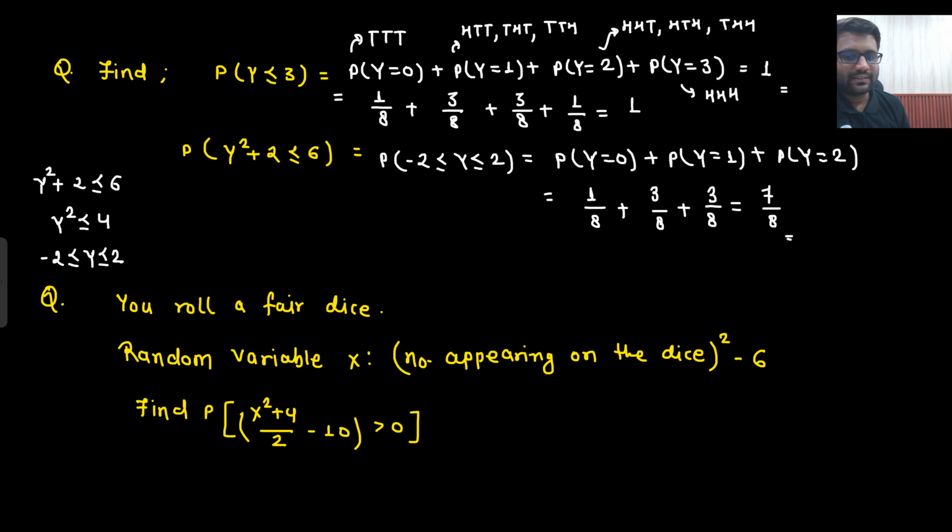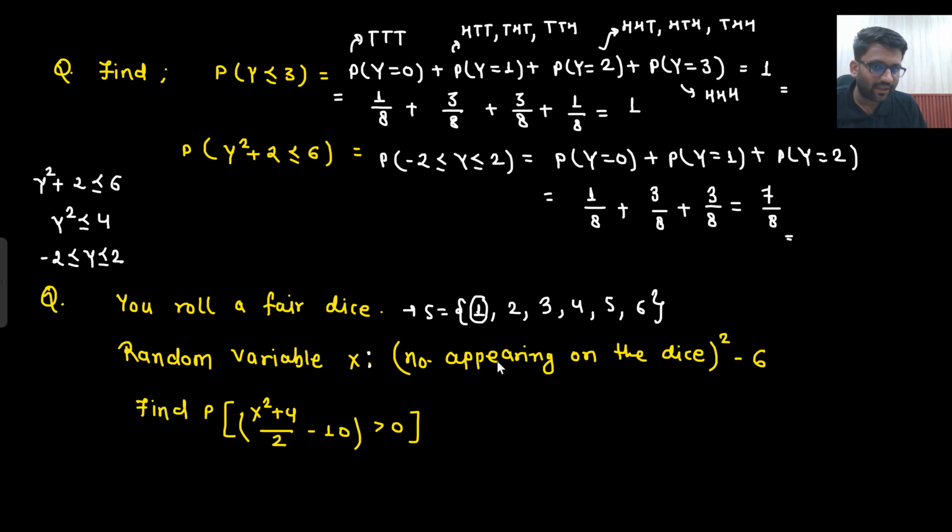Next question: you roll a pair of dice. Random variable x is defined as the number appearing on the dice squared minus 6. Are you able to understand what they are saying? When you roll a dice, what will be your sample space? You can get 1, 2, 3, 4, 5, 6. So what is your random variable x? It will take the number that is appearing on the dice, square it and then subtract 6. So what all values can your random variable x take? Think about it. Whatever the number appearing, do the square minus 6.